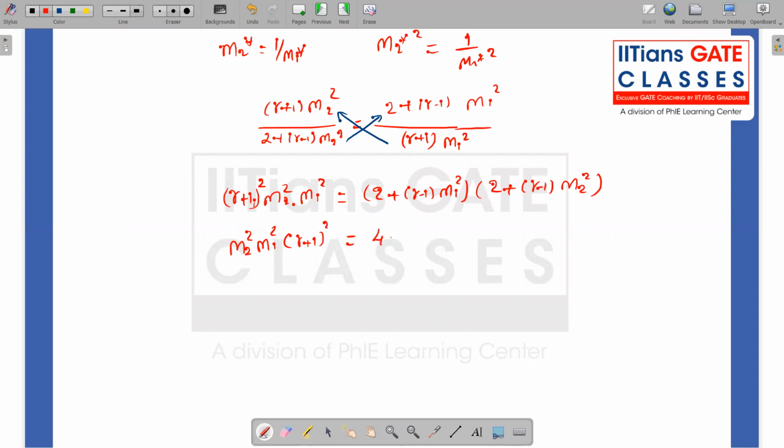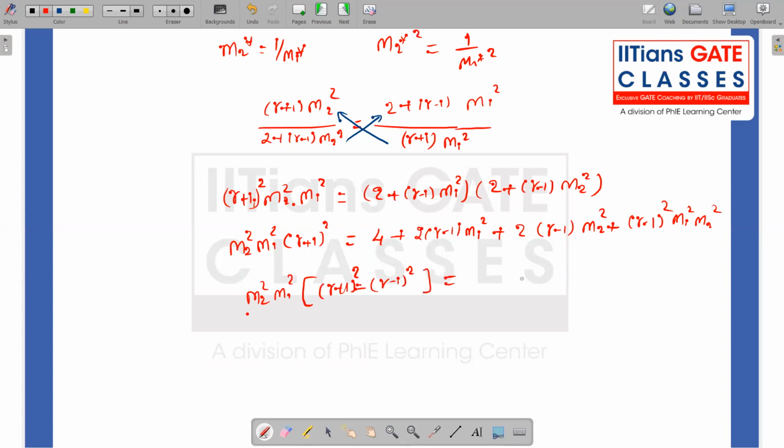This is equal to 4 plus 2 into gamma minus 1 times m1 square plus 2 into gamma minus 1 times m2 square plus gamma minus 1 whole square times m1 square m2 square. So now interestingly, m2 square m1 square can be taken common. So if I take m2 square times m1 square common, that leaves me gamma plus 1 whole square minus gamma minus 1 whole square equal to 4 plus 2 times gamma minus 1 times m1 square plus 2 times gamma minus 1 times m2 square.